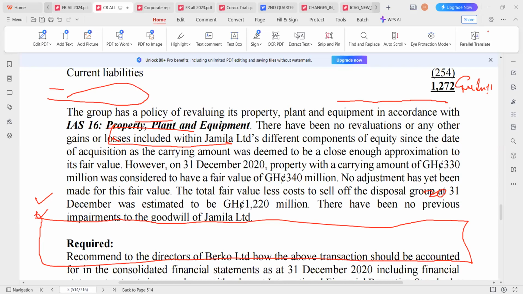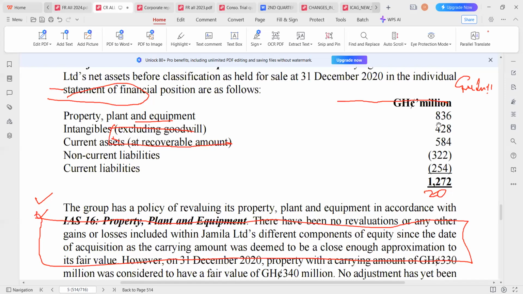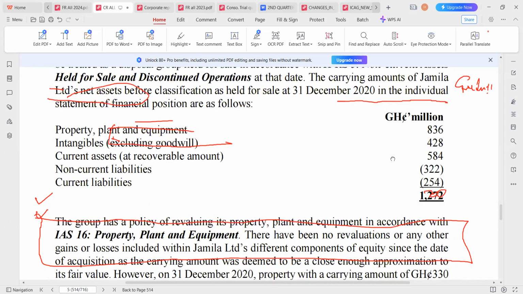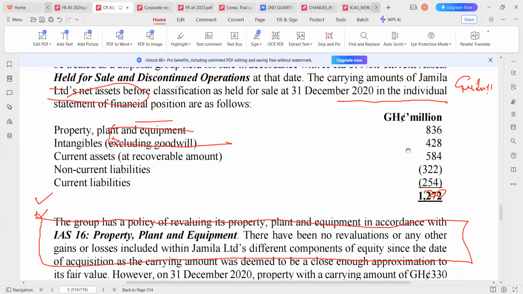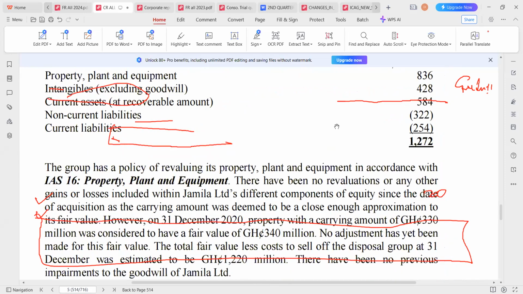Is it a gain or loss? It's a gain. A gain of what? 10. So you only go and add 10 to PPE. So PPE here is 836, plus 10 would be 846. Good, I'll take that.